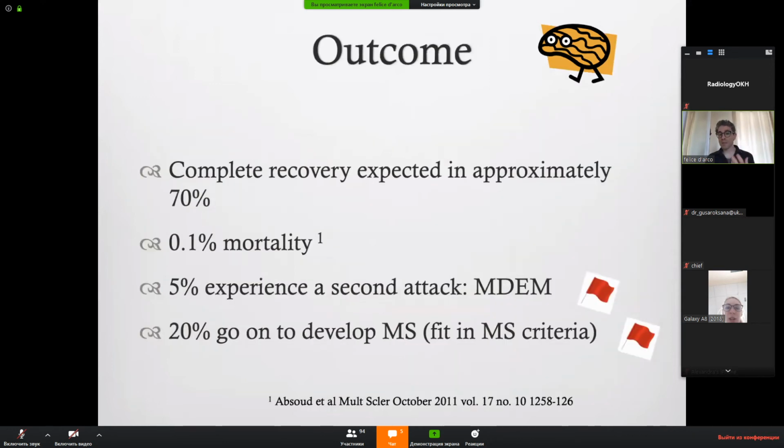The outcome in ADEM is very, very good because most of these people recover, and that's very important, focus on that because there are new data. So this is 2011, okay, 70% recover, 1%, 0.1% can die, 5% experience a second ADEM attack. So they called it before multiphasic DEM. So it's not acute anymore, it's MDEM, so multiphasic. 20% become multiple sclerosis because they fit the criteria of multiple sclerosis. So you see that there is a bit of confusion.